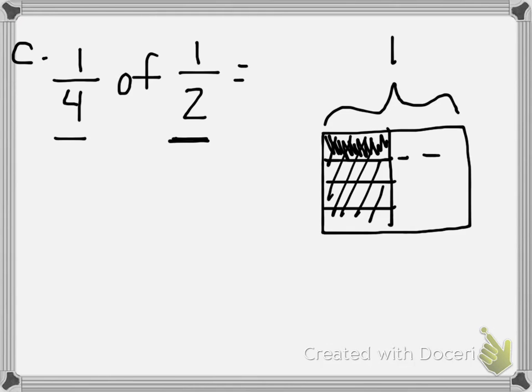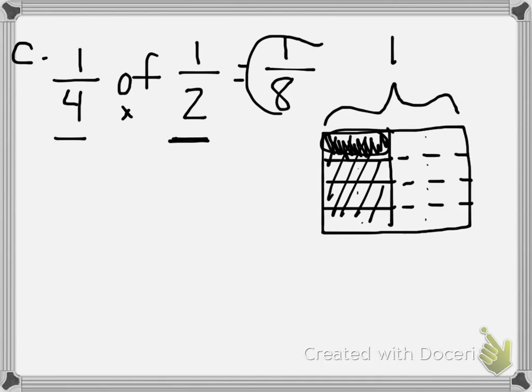So again, if I extend the lines of my model here, I have 1, 2, 3, 4, 5, 6, 7, 8 total parts, and 1 that is double shaded. 1 times 1 is 1, and 4 times 2 is 8. So my answer is 1/8.